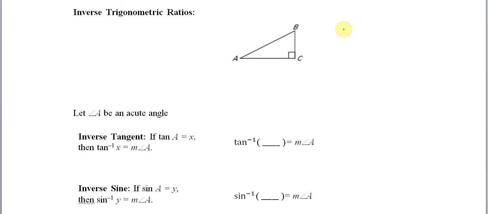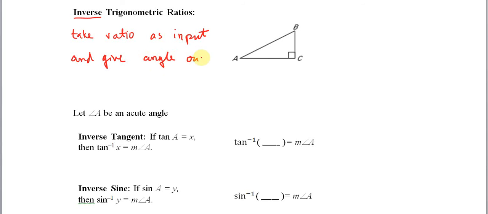In this lesson, we are going to look at inverse trig ratios. So emphasis here on the word inverse trigonometric ratios. And to give you a very quick colloquial definition, we can say that inverse trig ratios, I should really say inverse trig functions, they take a ratio as an input and give an angle as the output. Now, what do I mean by that?